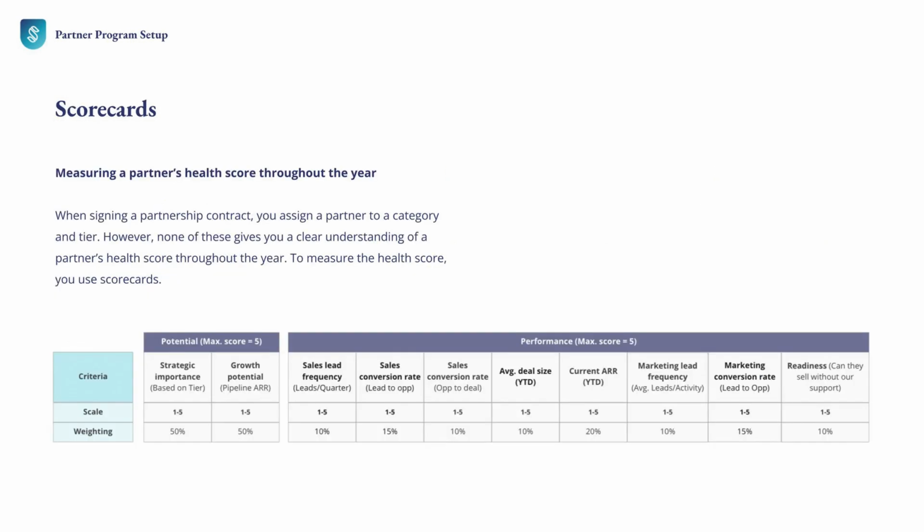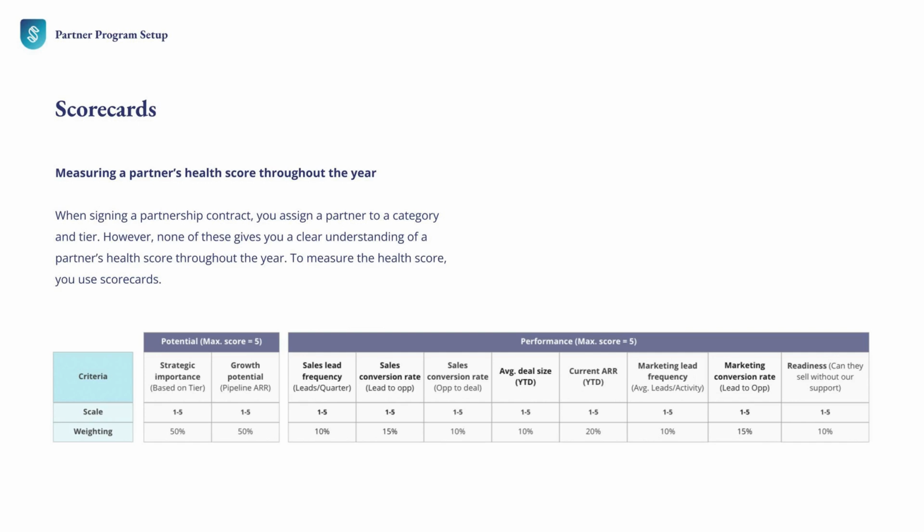As your partner program evolves, you will want to have a system in place for measuring a partner's health. When signing a partnership contract, you will assign a partner to a category and a tier, as described before. But none of these will give you a clear understanding of a partner's health score throughout the year. So, to measure the health score, you can use a scorecard like the one that you see now on the screen. This will measure every partner based on potential and performance.